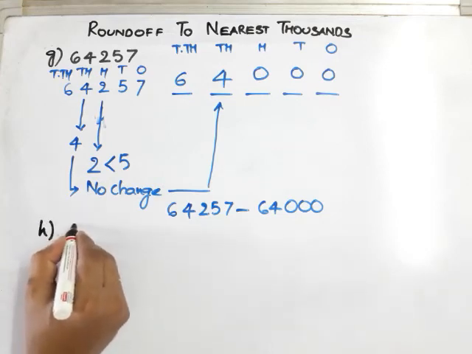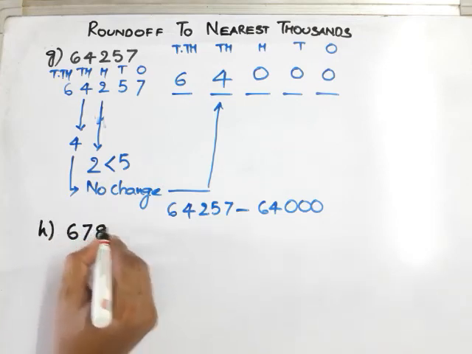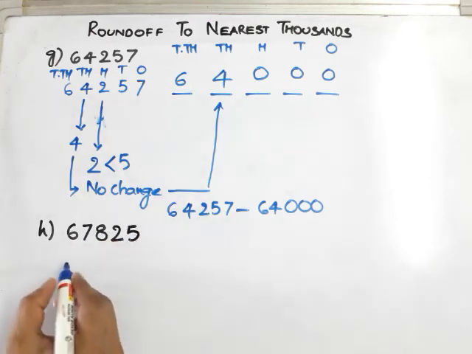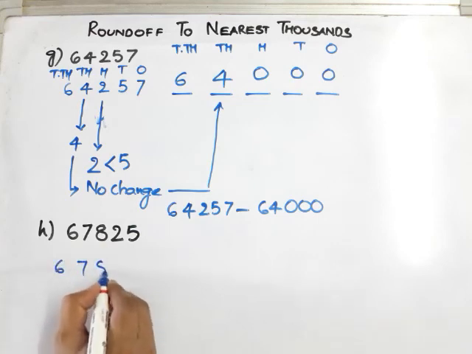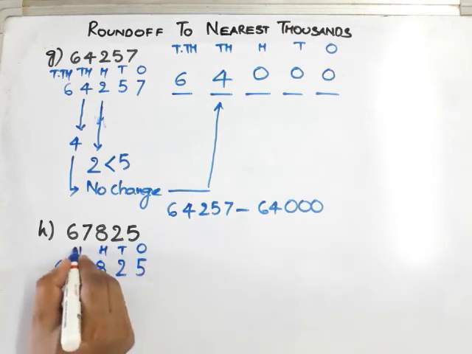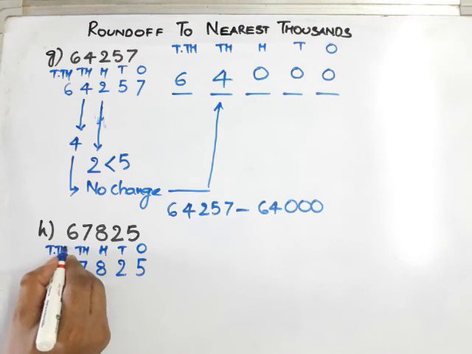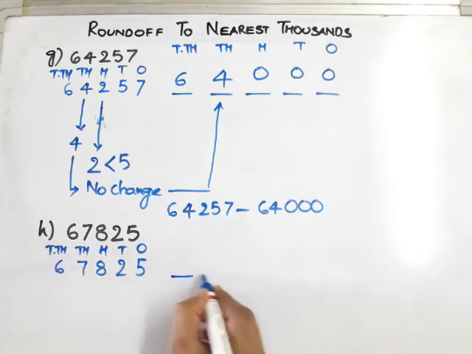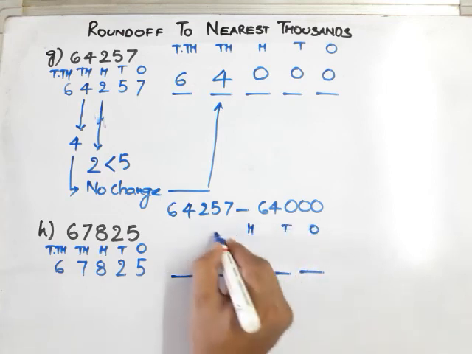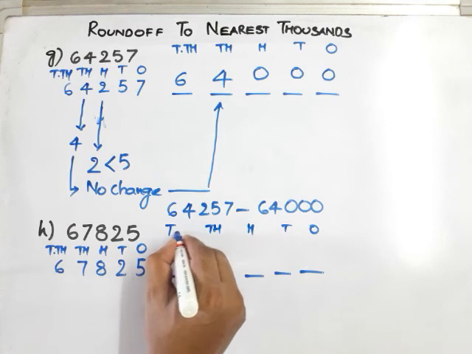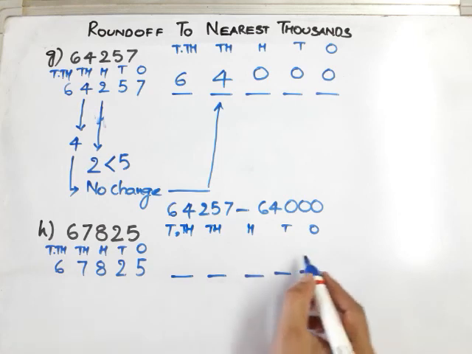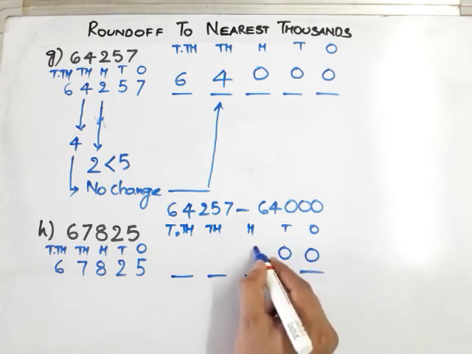And this is the last one of this model. 67,825. So 6, 7, 8, 2, 5, ones, tens, hundreds, thousands, and 10,000s. The new number will carry 1, 2, 3, 4, 5 places. What will happen to the digits in ones and tens and hundreds? They will be replaced by 0.